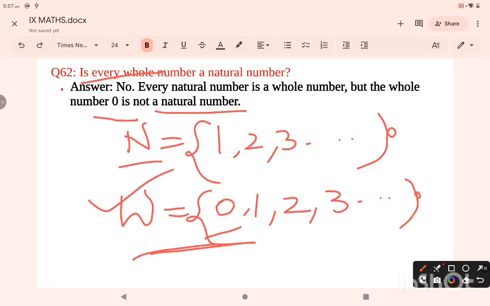Therefore every whole number need not be a natural number, but every natural number is a whole number. Okay.